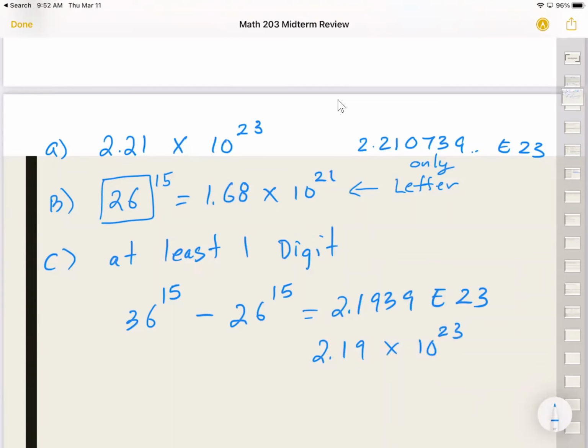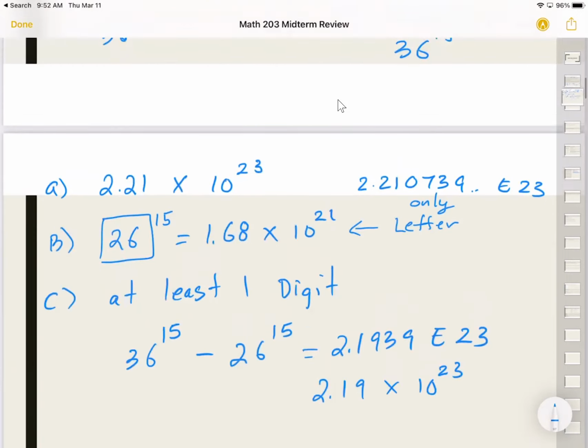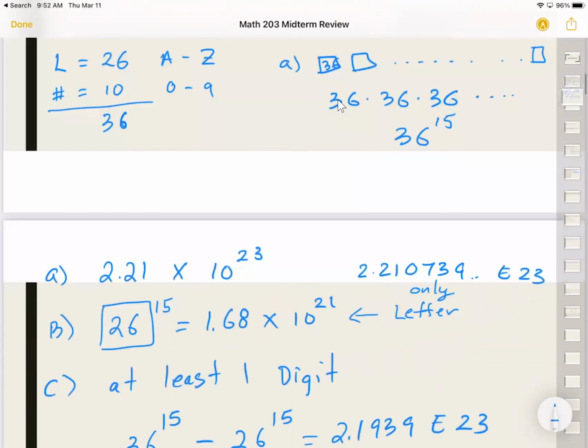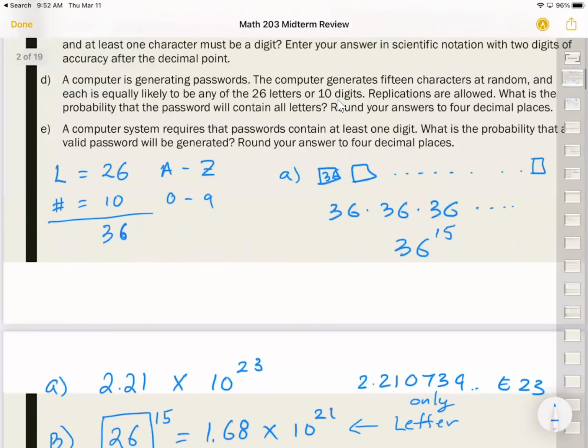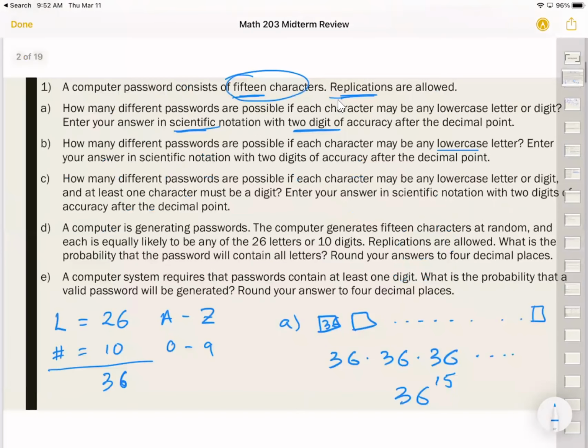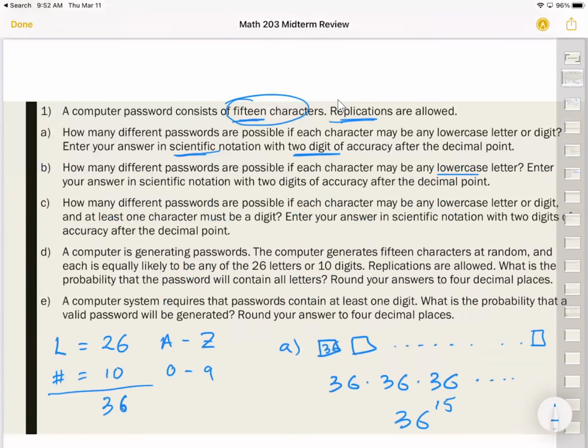Question. Now, any questions so far in terms of A, B, and C, in terms of the number of possible passwords that we can get? And this thing here, they ask you about a computer generated password. The computer generates 15 random characters, each of them equally likely to be any letter or any digit, which is 26 letters and 10 digits, repetition allowed. What is the probability that the password contains all letters?